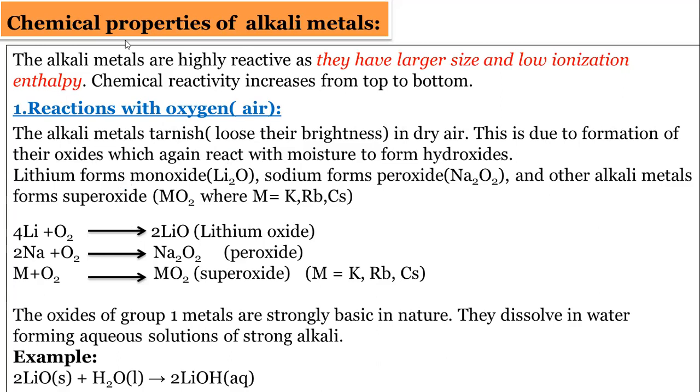So in the case of group 1 elements, there are three types of oxides: monoxide, peroxide and superoxide. Lithium forms monoxide, sodium forms peroxide, and other alkali metals form superoxide. Remember, there are three types of oxides, and the reactions are given here. See, lithium forms lithium oxide here, and sodium forms peroxide, Na2O2, and this M is for other alkali metals.